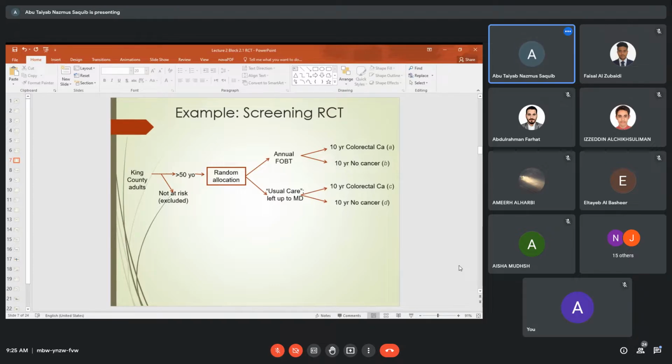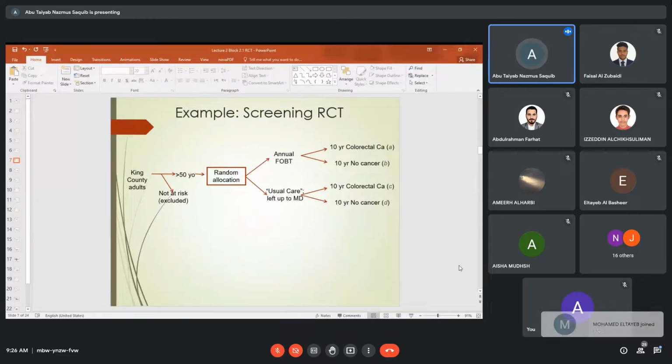So one group goes to the doctor and the doctor says that you need to screen. That's about it. It's your responsibility to do the screening or not. The other group, you tell them that you have to screen with FOBT every year. Every year when you come, you will do the screening. And you follow these two groups for 10 years, and then look for colorectal cancer.